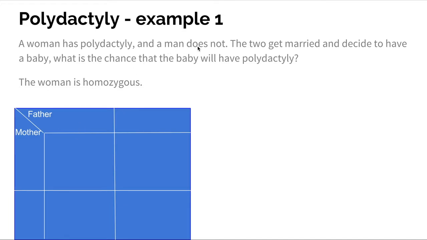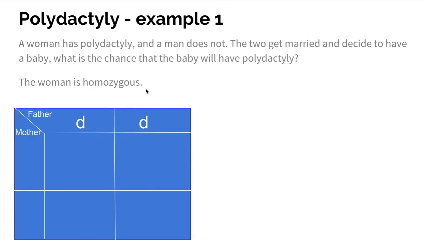The father does not have polydactyly, and because polydactyly is dominant, if he has even one of that allele, he will have it. So he does not have it, that means he has none of that allele for polydactyly, so it's all recessive. I have chosen the letter D instead of P, because the letter P looks the same uppercase and lowercase. So that's why you should use letters which look different, uppercase and lowercase.